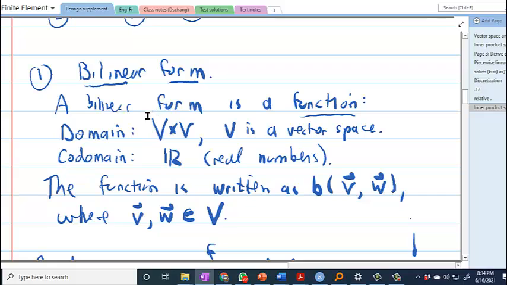Any function has a domain and a codomain. You may be familiar with domain and range. Codomain is a generalized notion of range.